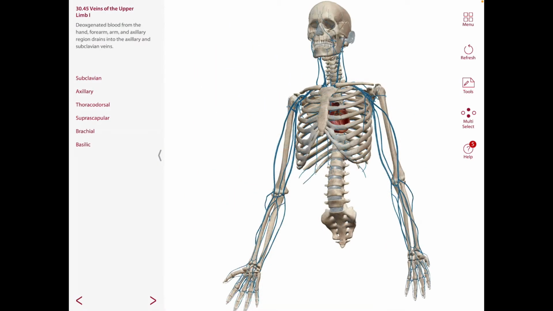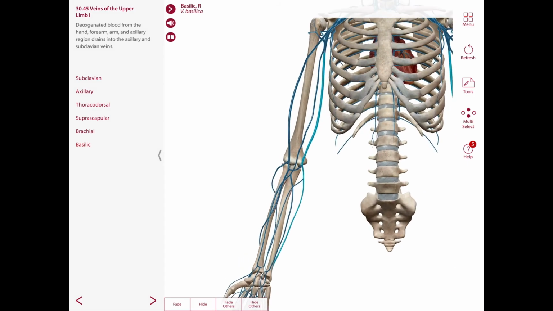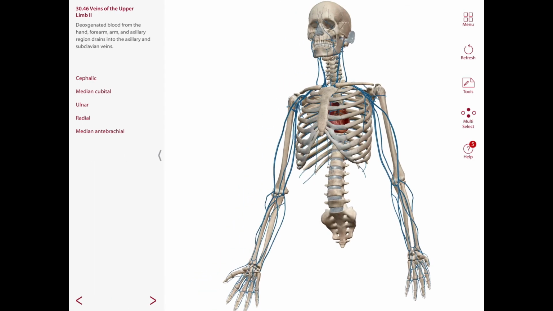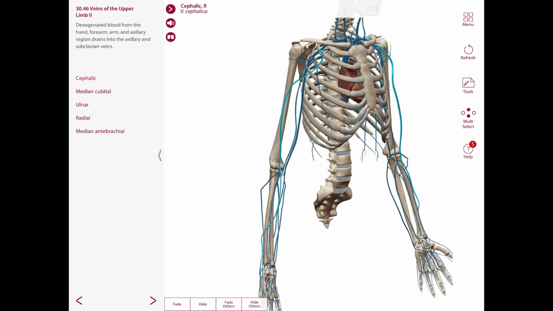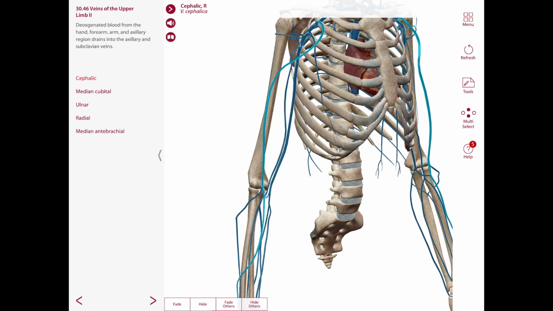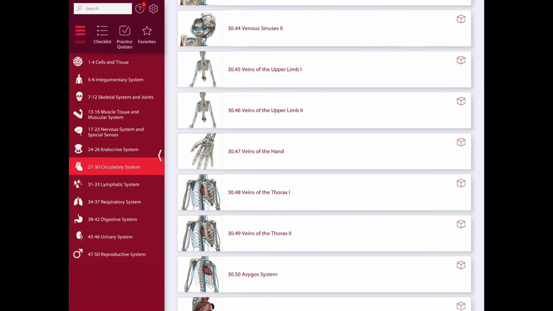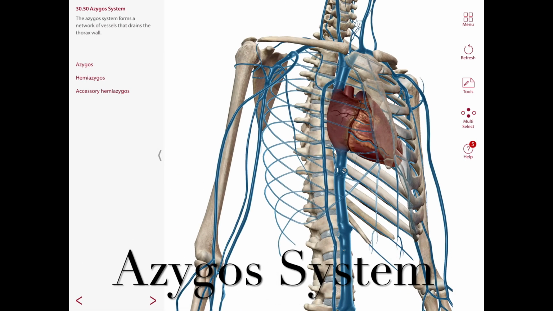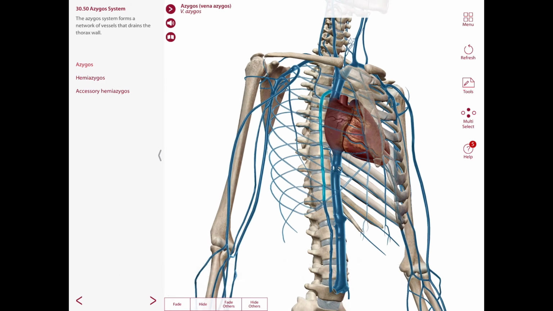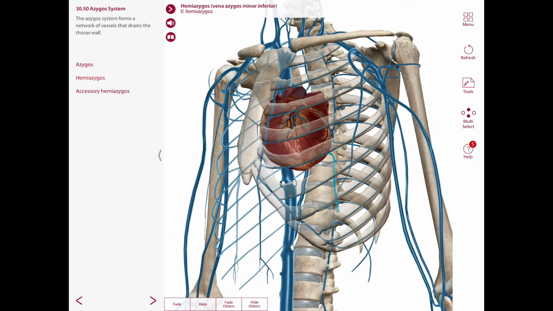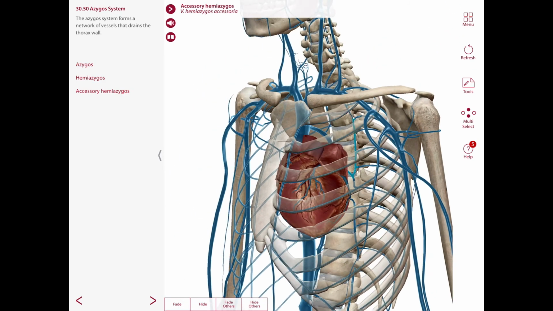In the upper extremity, one exception that you can observe here is the basilic vein, a cephalic vein, which is this one right here. And we also have the median cubital vein, which is a very common vein for obtaining blood samples. The azygous system, so we have the azygous system that forms a network of vessels that drains the thoracic wall. We have the hemiazygous and the accessory hemiazygous.